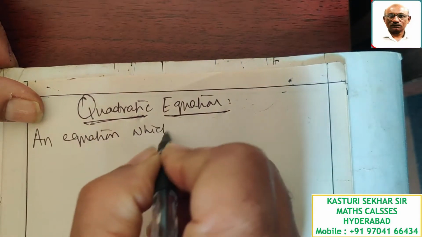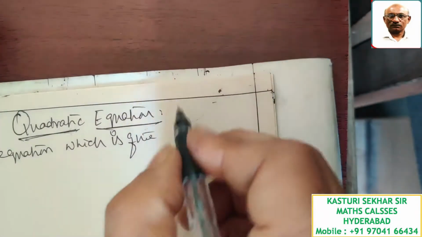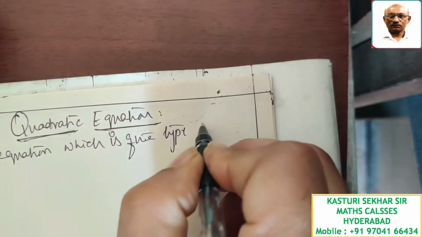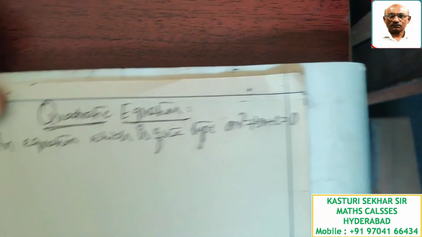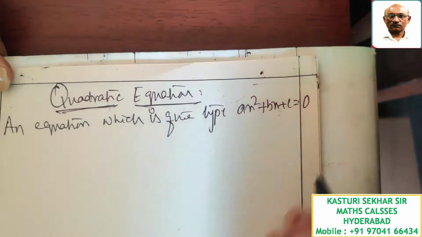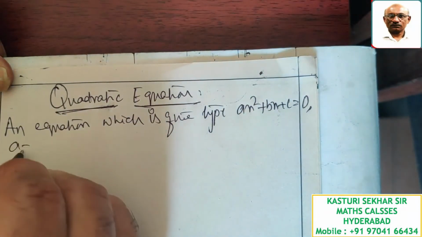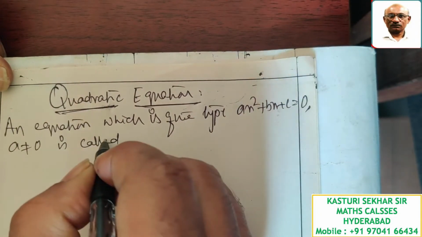An equation which is of the type ax square plus bx plus c equal to 0, where a is not equal to 0, is called a quadratic equation.